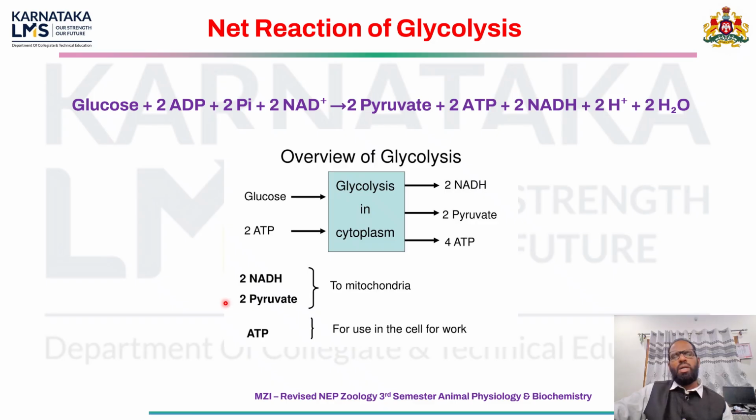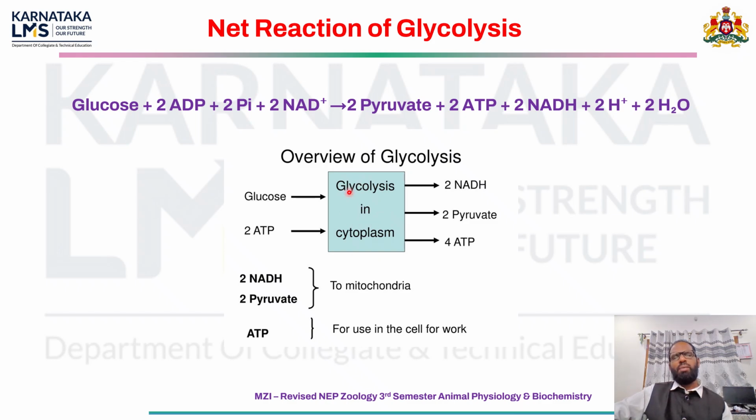And whatever these 2 NADH molecules and the 2 pyruvates are, if oxygen is available, then what will happen? They will enter into the mitochondria. If oxygen is not available, then they will go through another pathway, another fate, and that we are going to discuss in the next video. For the time being, just concentrate on glycolysis.